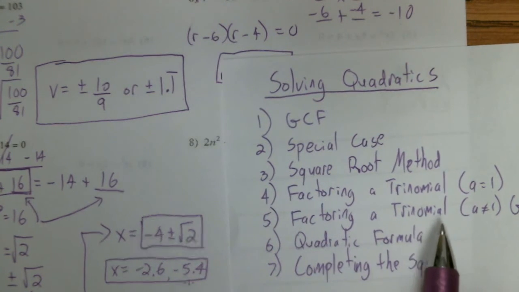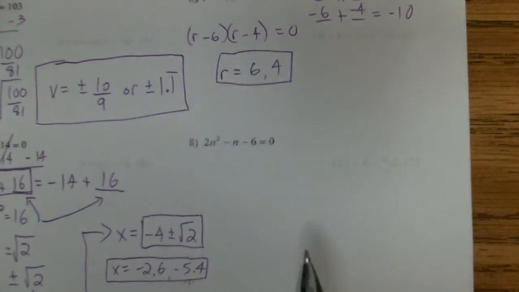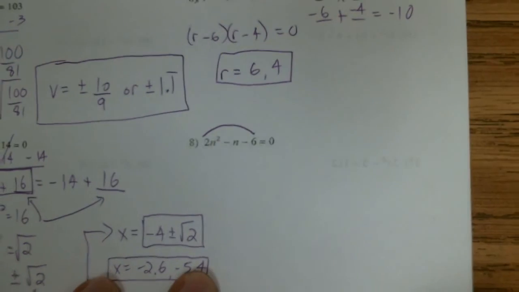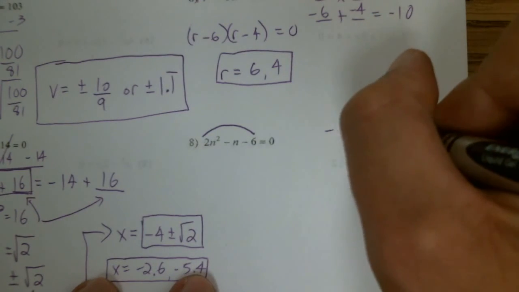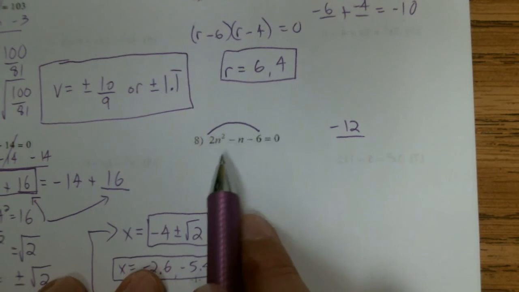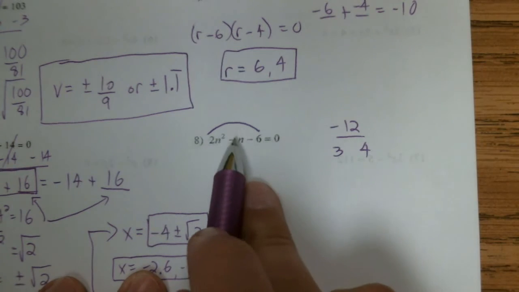What about number 5? Factoring a trinomial where a is not 1 using the grouping method. Let's check that one out. This is the rainbow thing. If I do the rainbow, multiply a times c, 2 times negative 6 is negative 12. Are there any factors of negative 12 that add to negative 1? Well, what are the first 2 numbers that pop in your head when you think about 12? I think about 3 and 4, right? Well, 3 and 4 will get me to a 1. So 3 and 4, those are factors of 12 that will get me to a 1.